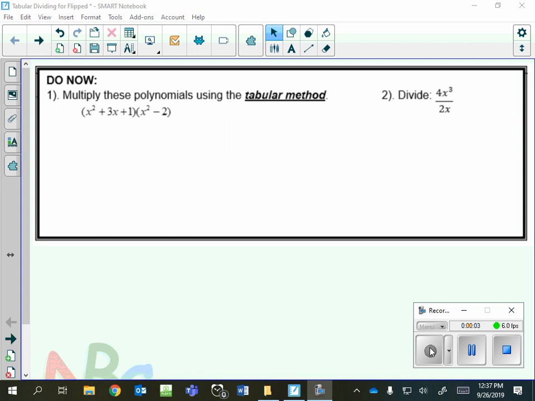Hi guys, so you should have your do now out in front of you and you should try each of these. Pause the video, try them, and then when you're ready, hit play again so you can check your answers with what I have up here. Also, the homework from last night, the answer key is posted to Teams, so you should be checking that on your own time as well. So pause the video, try the do nows, and then hit play to check your work.